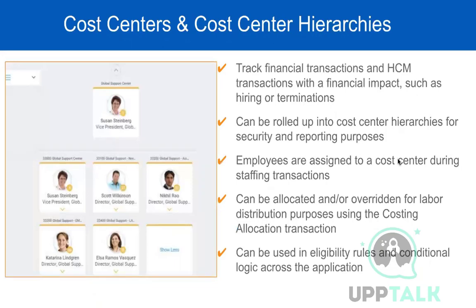Then cost centers track financial transactions and HCM transactions with a financial impact, such as hiring or termination, right? They can be rolled up into cost center hierarchies for security and reporting purposes. Like you see here in the visual on the left, all these 5 cost centers are rolling up to Susan Steenberg's cost center. And the cost center name is on the top of the orange bar. Like this is Global Support Center. The one on the left is 33,000 Global Support Center, and so on and so forth.